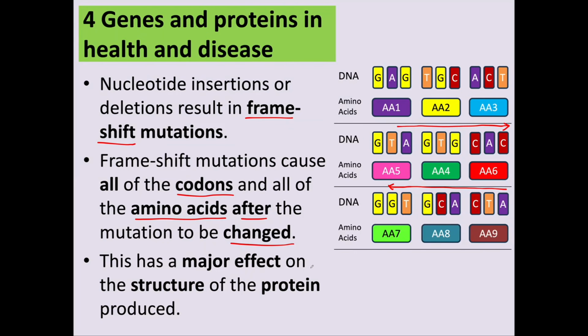Okay, so that's a frame shift mutation, and that involves both our insertions and our deletions that we've learned about. So we call them frame shift mutations. What is the impact of this? Well, as you can guess from the fact that it changes every codon and every amino acid afterwards, it has a major effect on the structure of the protein that's produced, okay? It'll be completely different, and it'll either be a different protein, it'll be a non-functional protein, or even it might code for no protein at all, depending on how severe that change is. So that's frame shift, which includes insertion and deletion.